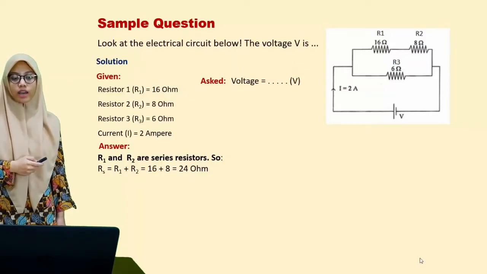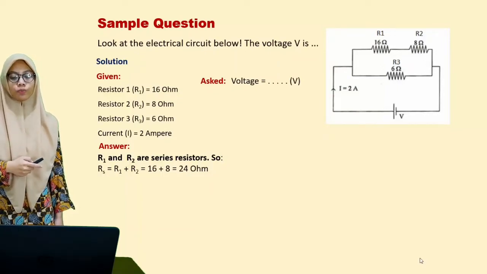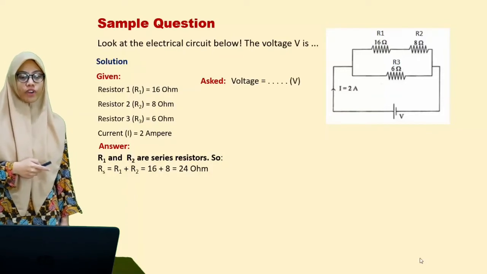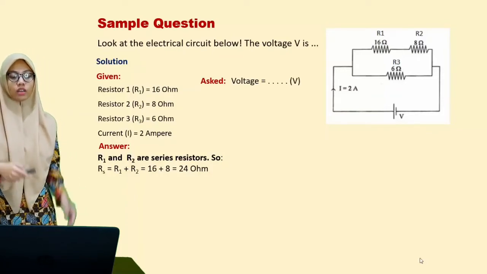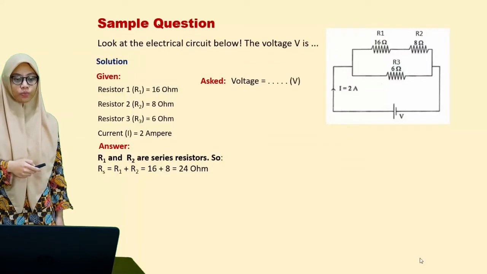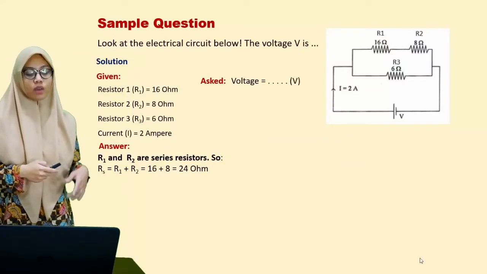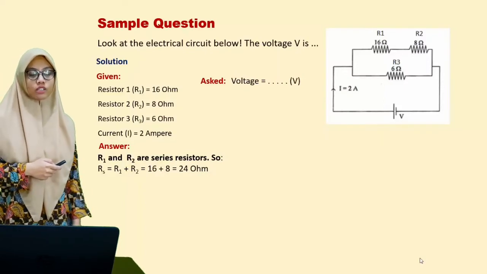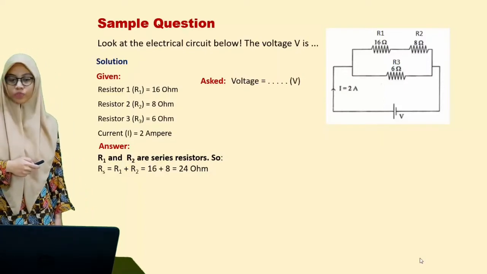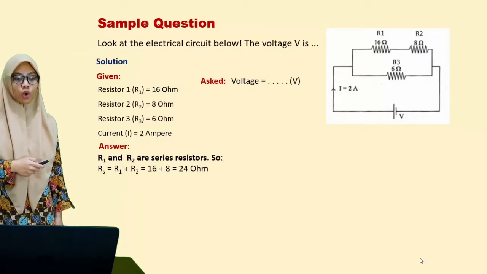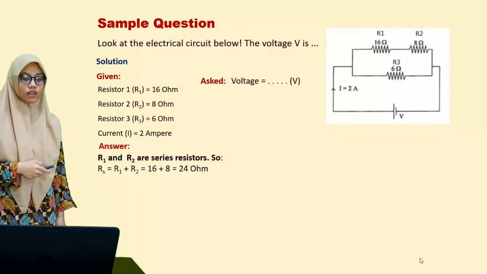R1 and R2 are series resistors. How to count the total resistance of R1 and R2? We must add the R1 and R2 values. R1 plus R2 is equal to Rs or series resistor. Rs equals R1 plus R2 equals 16 plus 8 equals 24 ohm. Now we get the series resistor value.